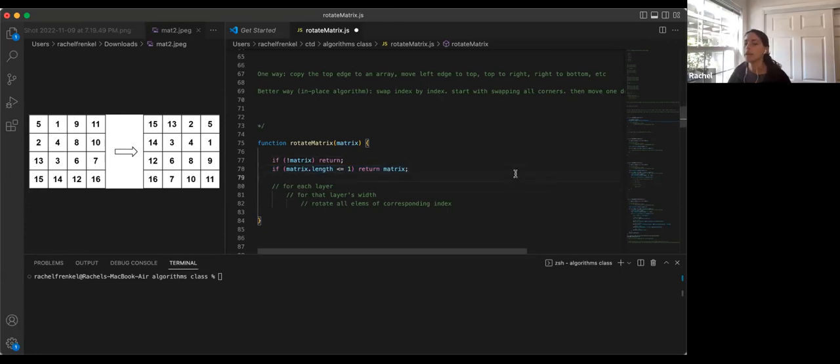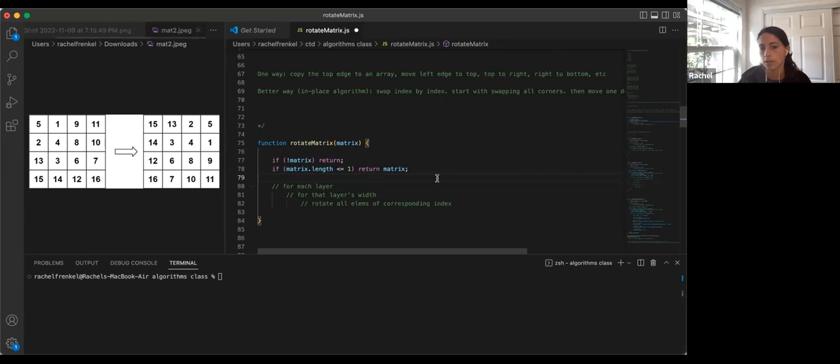Okay. So now this is our general format that we just talked about. For each layer, we want to rotate each layer. For the width of that layer, so in this case it's 4, in this case it's 2, we want to rotate all elements of the corresponding index. So the 5 is going to go here, 11 here, 16 here, 15 up here. Right? So we're going to rotate each one of that index and keep going, as we just talked about.